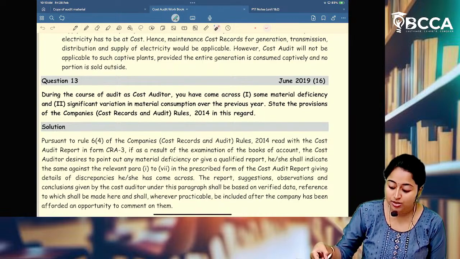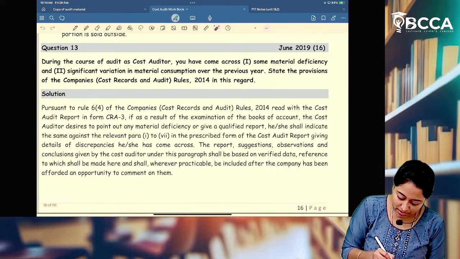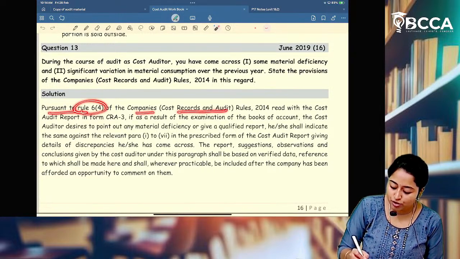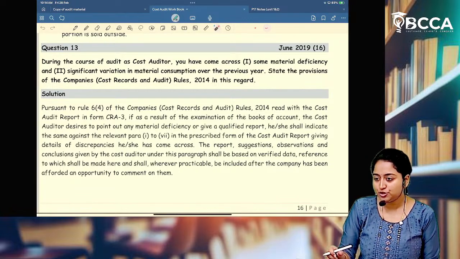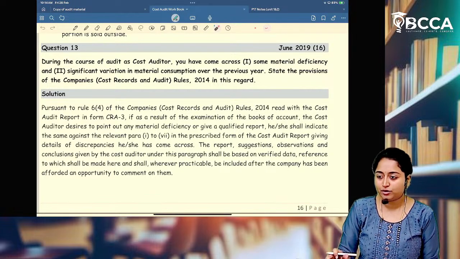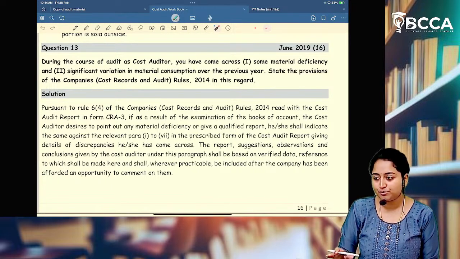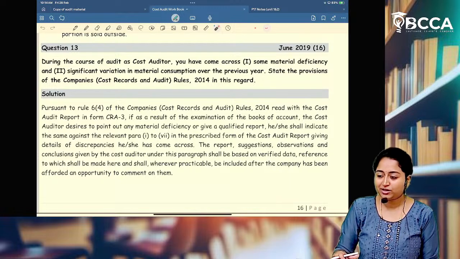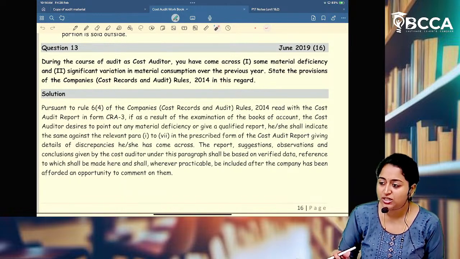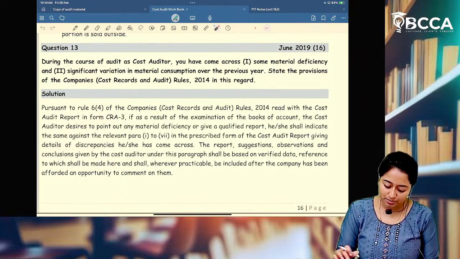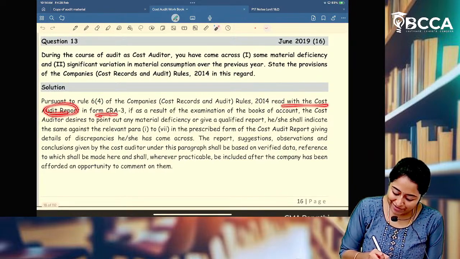It has been asked in the 2016 syllabus in the June 2019 attempt. So what is it? Pursuant to Rule 6(4) of the Companies (Cost Records and Audit) Rules, you need not remember all the rules. I'll tell you what the important rule numbers are, and if you remember those, that's enough. We don't have many sections and rules in the cost records and audit subject. Read with cost audit report in form CRA-3.